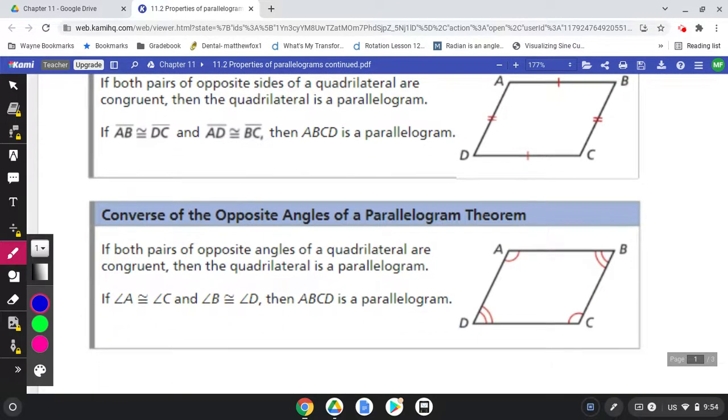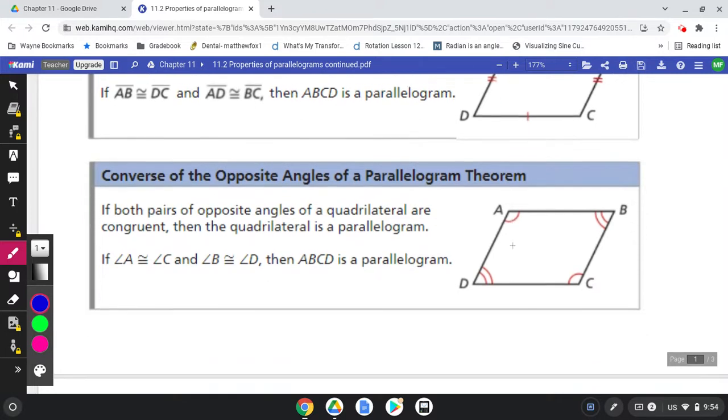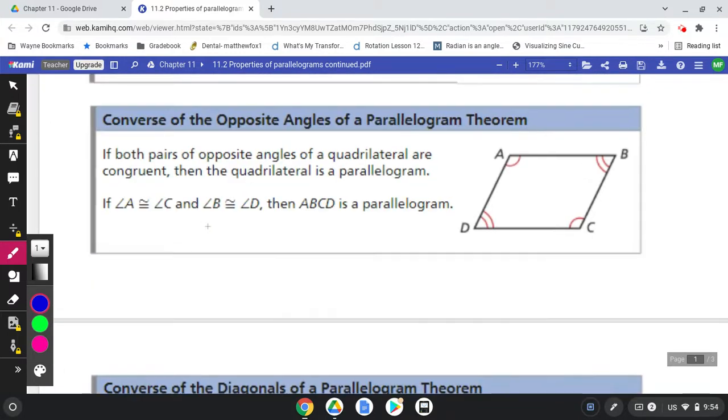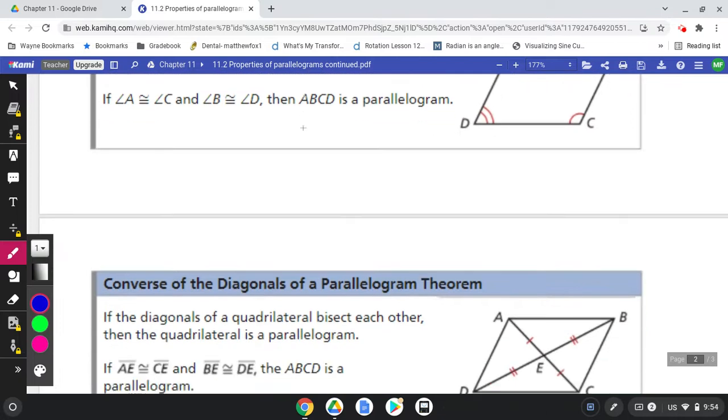A second way to prove shapes are a parallelogram is if both pairs of opposite angles are congruent, then the quadrilateral is also a parallelogram. So if we look here, B and D are marked with 2 arcs. A and C are marked with 1 arc. If that is the case, that will always mean that the shape ABCD is a parallelogram. Now, if you would rather, you could call it ADCB or CDAB. When you're naming these polygons, we want to start at one point and then trace it around in order. So that was our converse of the opposite angles.